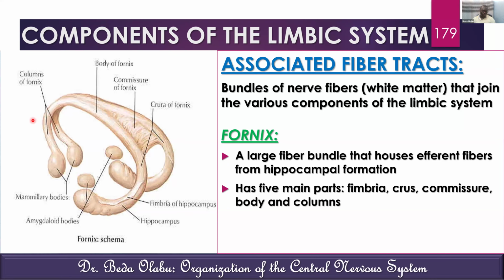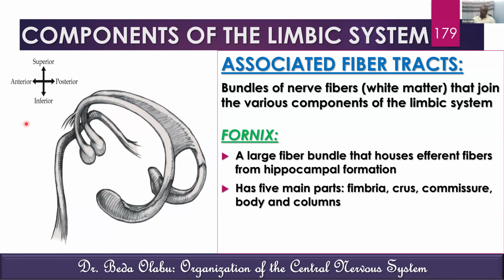The anterior columns are not being shown in this image, but in this other image, you can see the anterior columns and the posterior columns of fornix. The anterior columns are the precommissural fibers. The posterior columns are the postcommissural fibers.